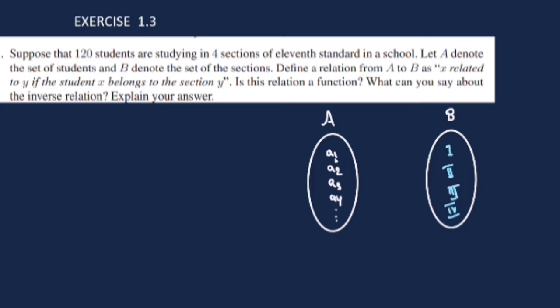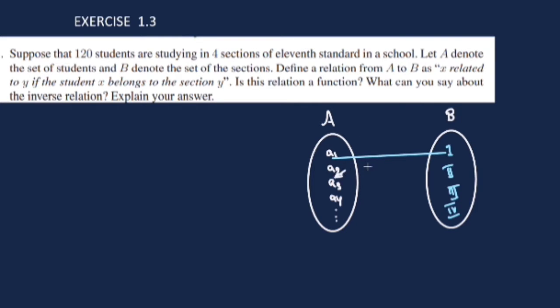Now here every student will belong to some section. They are studying in a school, so they will be in one of the sections. Now can you have one student going to different sections? One child will have 2 sections. Is it possible? No. So you can have it like this: student 1 can go to section 1. Student 2 also can go to section 1.